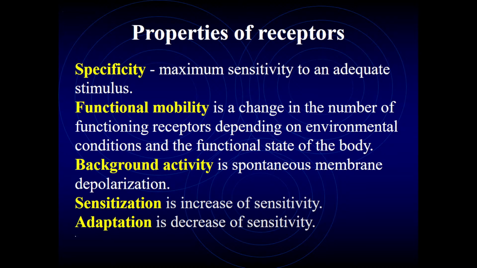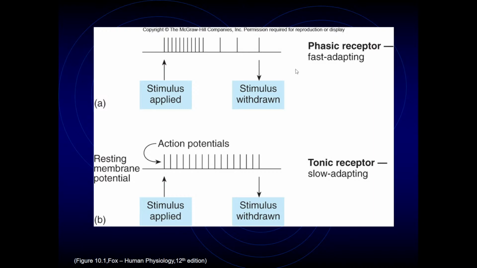On the base of adaptation, we can divide all receptors into phasic or fast adapting and tonic or slow adapting. Examples of phasic or fast adapting receptors: there are photoreceptors, Meissner's corpuscles, Fattor-Pacini corpuscles. Examples of tonic or slow adapting receptors: there are proprioceptors, nociceptors, and others.